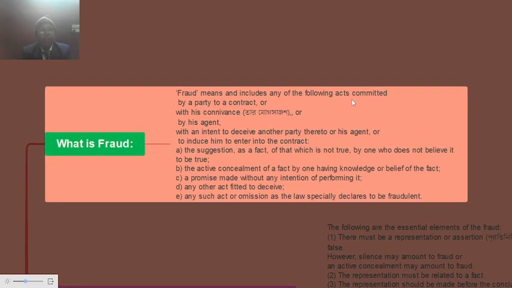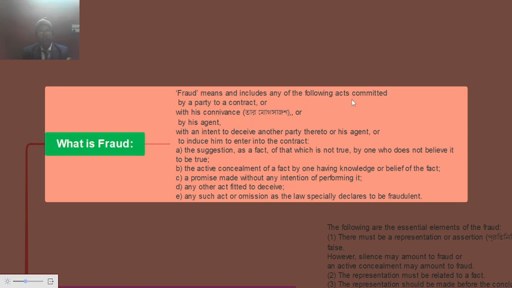Fraud. What is fraud? Fraud means and includes any of the following acts committed by a party to a contract, or with his connivance, or by his agent, with an intent to deceive another party thereto or his agent, or to induce him to enter into the contract.